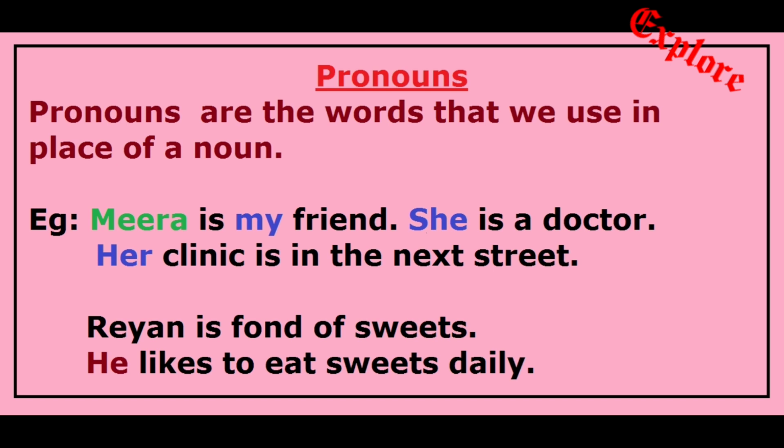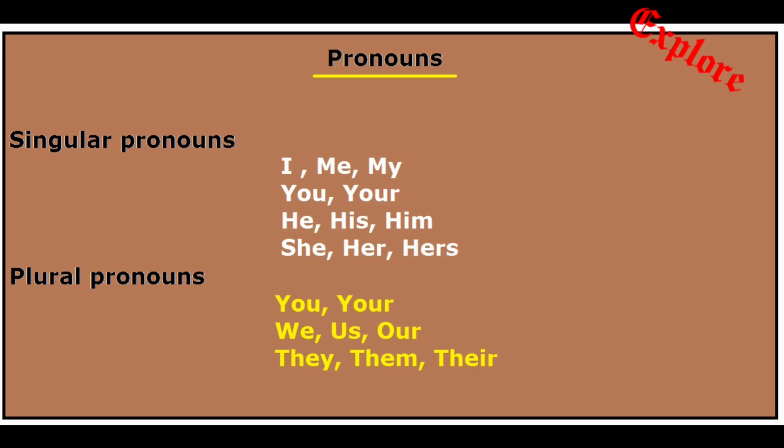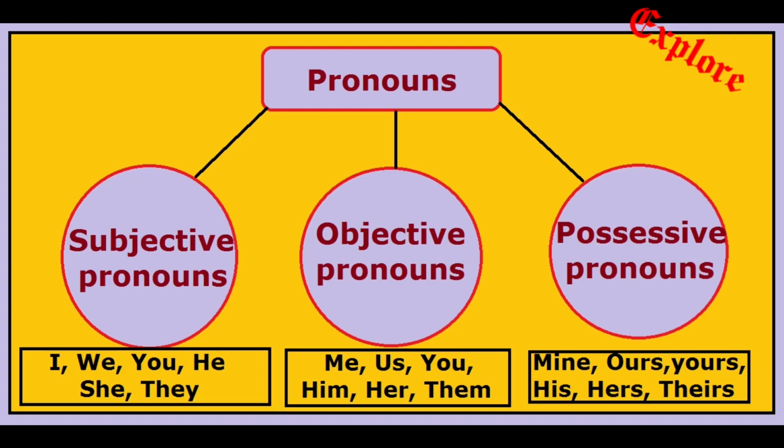Rayan is fond of sweets. He likes to eat sweets daily. Here he is used instead of Rayan, the noun. We have singular pronouns and plural pronouns. Look here. I, me, my, you, your, he, his, him, she, her, hers are singular pronouns, whereas you, your, we, us, our, they, them, their are plural pronouns.